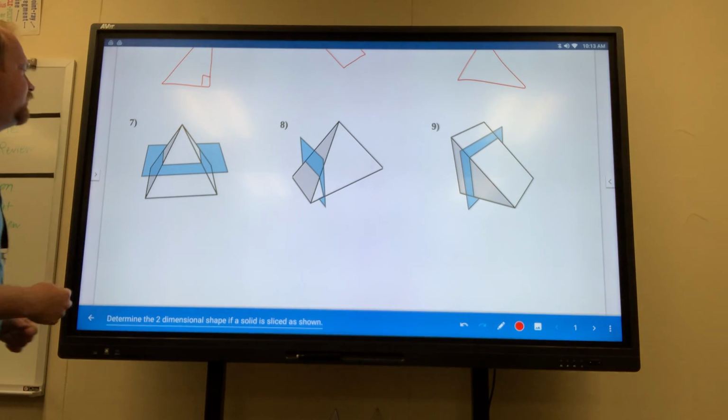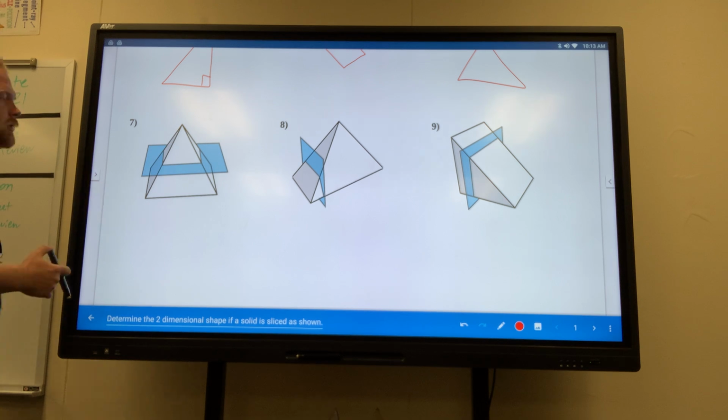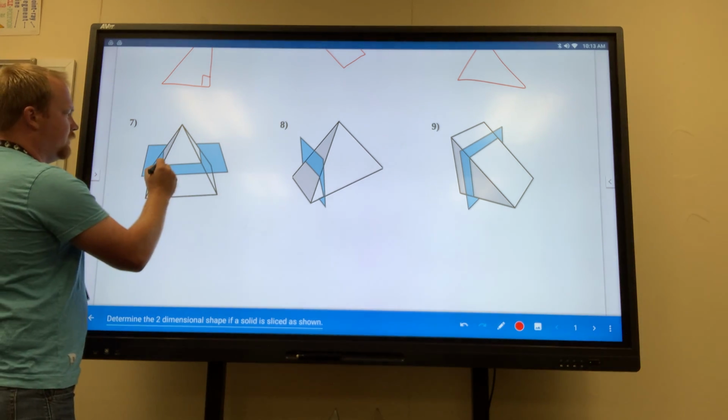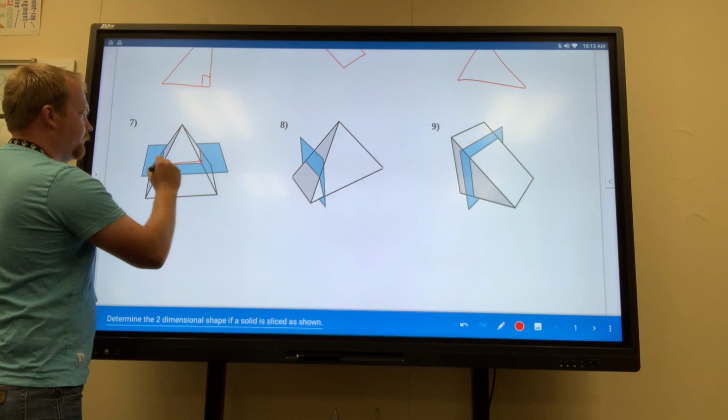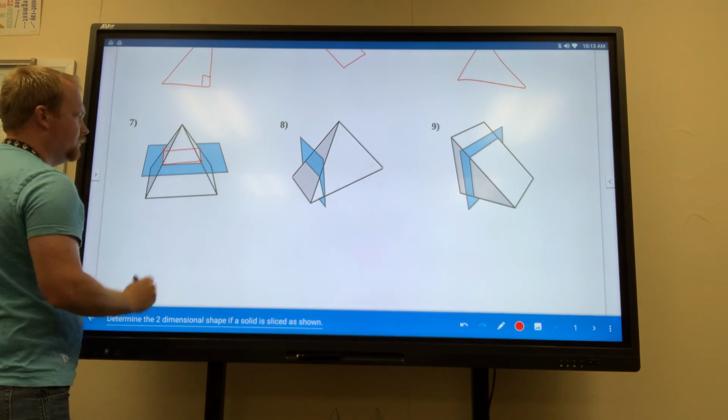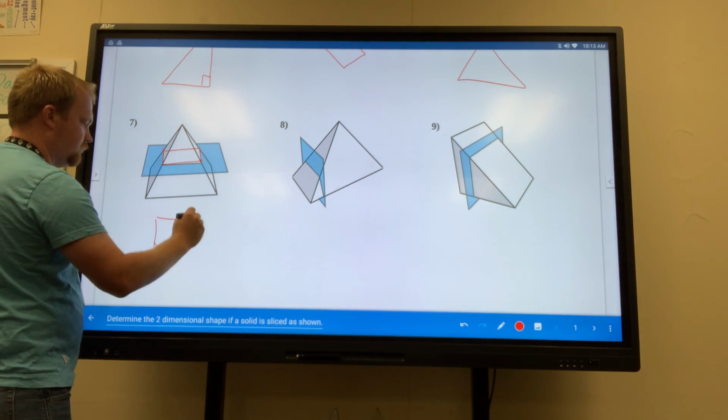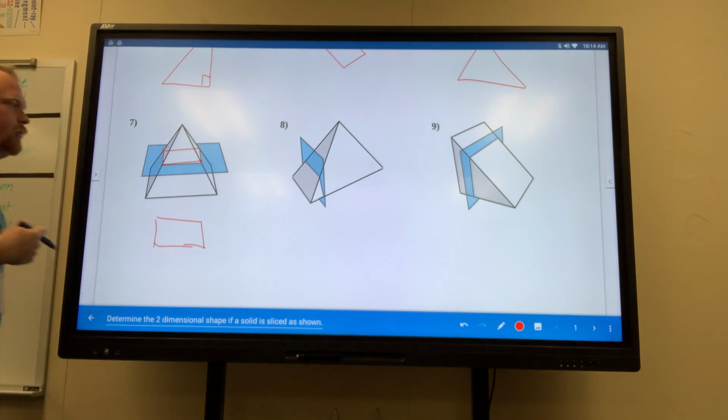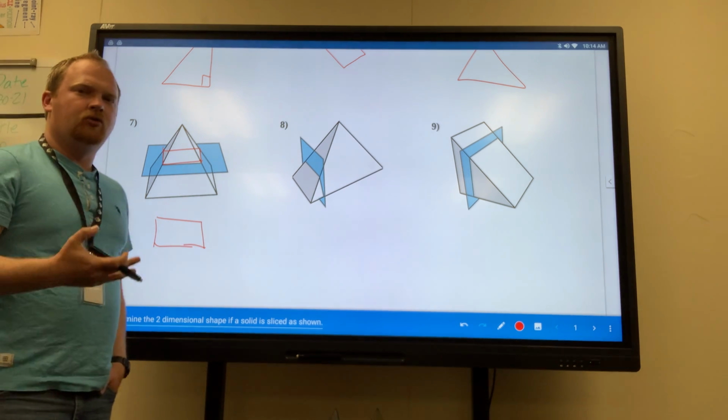Now looking at these last 3, I have a rectangular pyramid, and notice again, it's taking off this way. So I have a rectangle for a cross section.